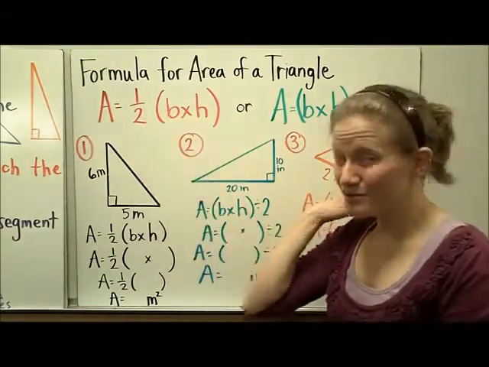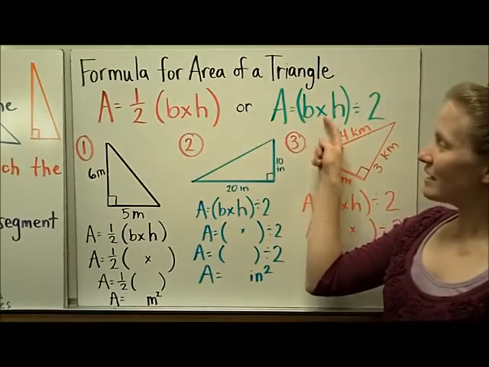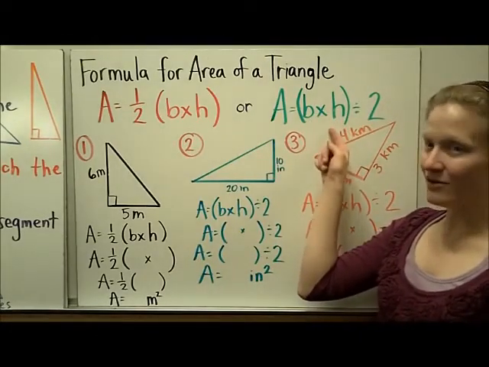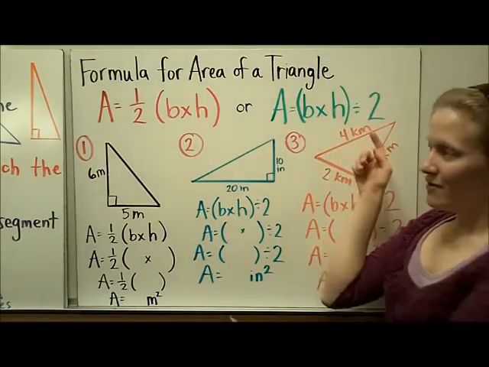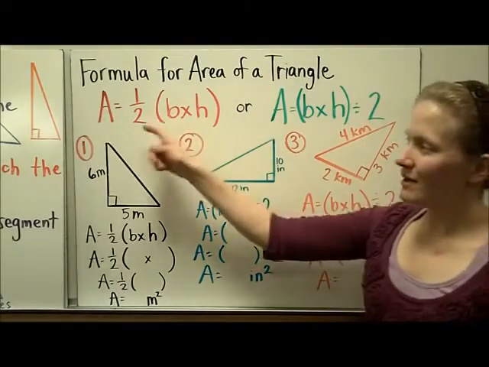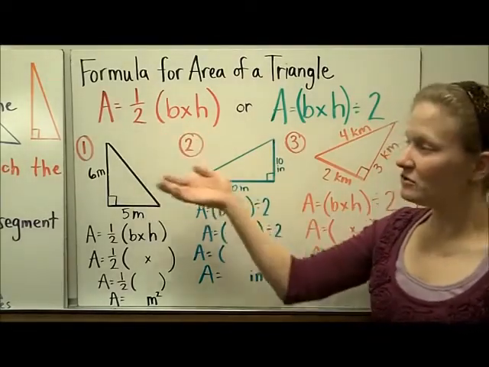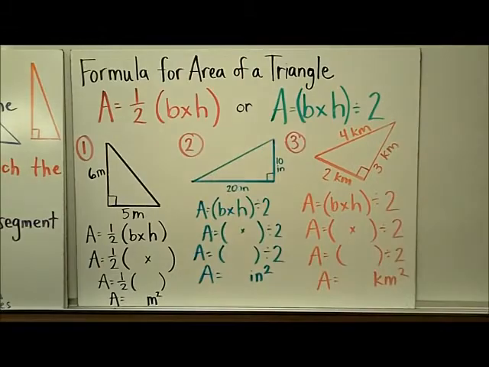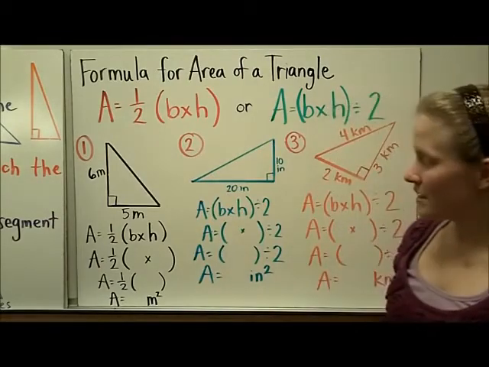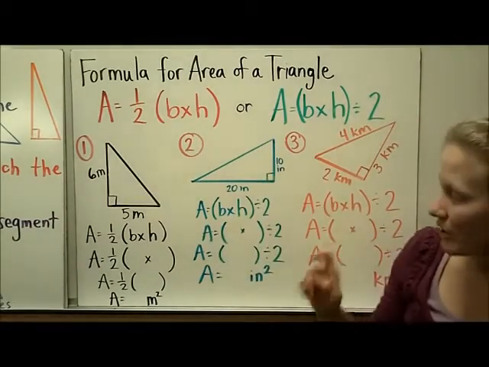An easier way for us to think about that is find the base times the height, or the area of the rectangle, and then just divide it by 2. Remember that dividing by 2 and multiplying by 1/2 actually do the same thing. So we're going to use both of those formulas in order to find the area of 3 different triangles.